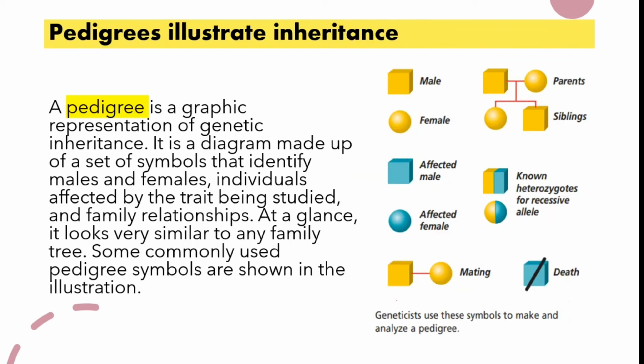Pedigrees illustrate inheritance. A pedigree is a graphic representation of genetic inheritance. It is a diagram made up of a set of symbols that identify males and females, individuals affected by the trait being studied, and family relationships. At a glance, it looks very similar to any family tree. Some commonly used pedigree symbols are shown in the illustration.